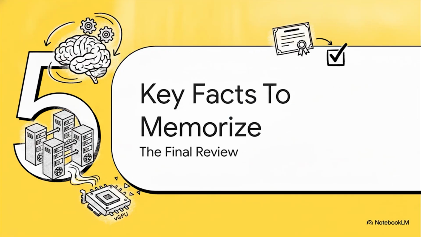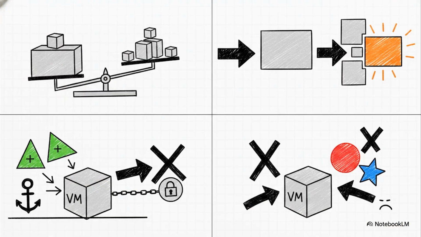Finally, Section 5. Key facts to memorize for our final review. Okay, let's lock this in. If you memorize these 4 facts, you are golden. Number 1. Pass-through is a strict 1 VM to 1 GPU relationship, while vGPU slices up the pie for shared access. Number 2. ADS isn't passive. It actively defragments your clusters by moving VMs around just to fit new vGPU deployments.